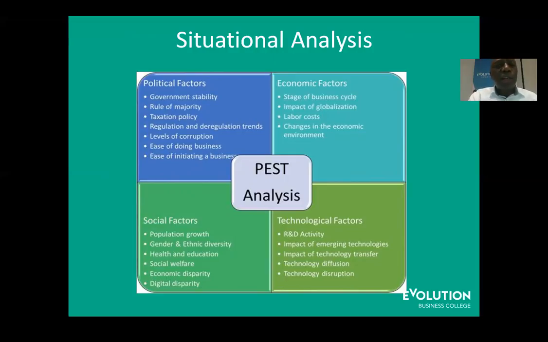P stands for political factors. E stands for economic factors. S for social factors, and T for technological factors. So what are political factors? These are the government stability.